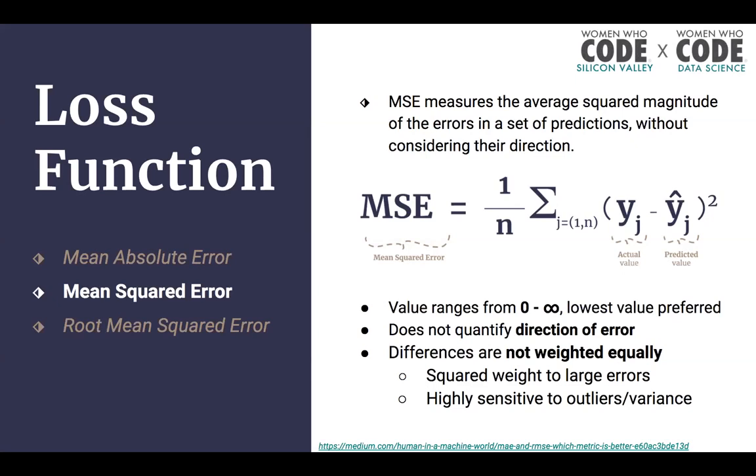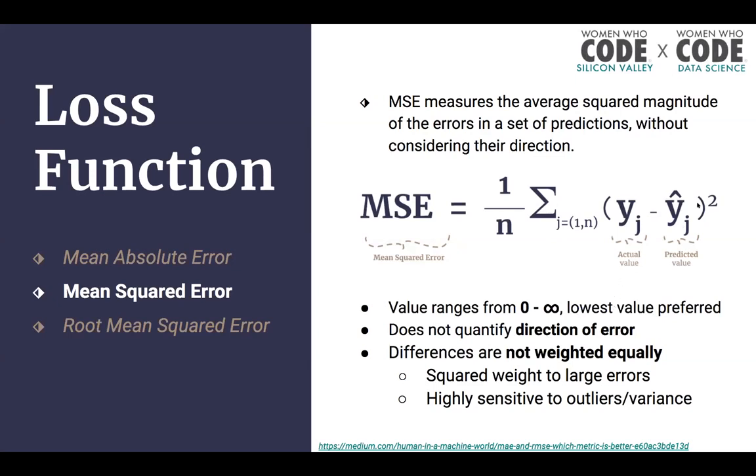In this case, we're squaring the difference between the actual and predicted value for every data point and averaging it over your data set. So this value too will always be positive. It ranges from 0 to infinity, and the lowest value is preferred. It does not quantify the direction of error.